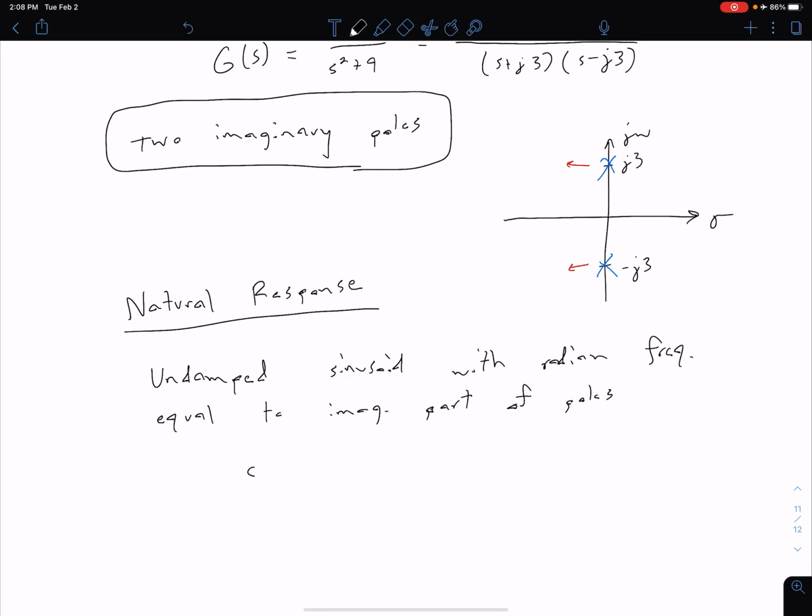And so what that looks like is our natural part of c of t would be A times cosine of omega 1 times t, so that omega 1 in this case would be 3. A and phi here are just going to be constants based on other factors in our system.